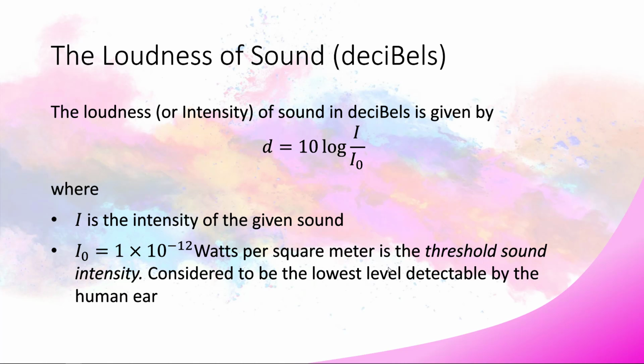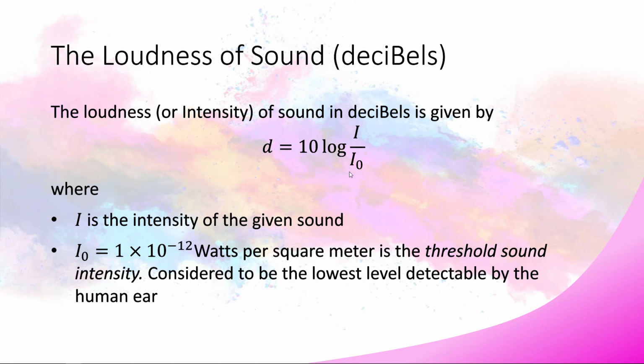Anyways, this is called the threshold sound intensity, and is considered to be the lowest detectable volume heard by the human ear. Now, it does change slightly with respect to audio frequency, but nonetheless, this is considered to be the accepted amount. And then I is given by the intensity of the given sound. And then the sound intensity in terms of decibels is 10 log that particular ratio.